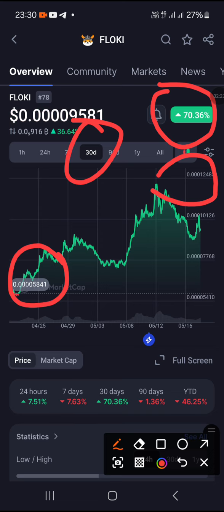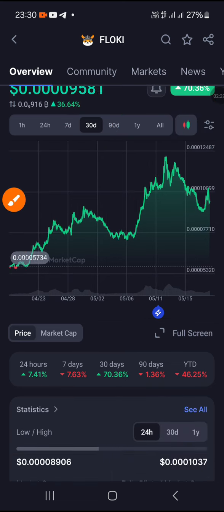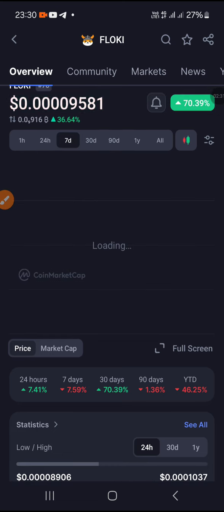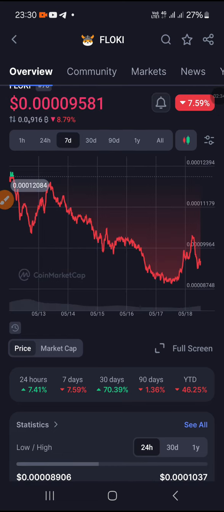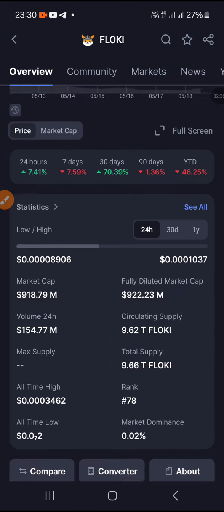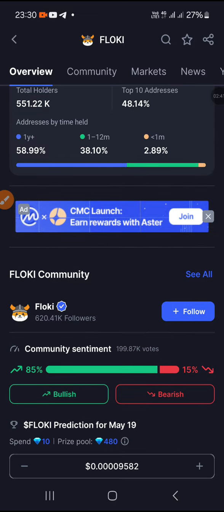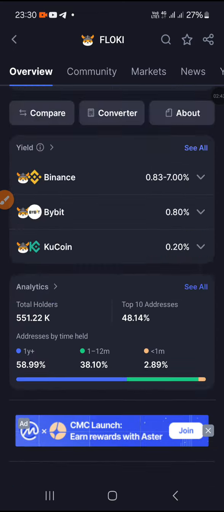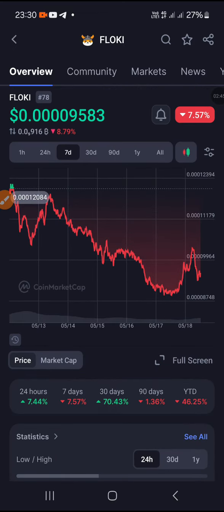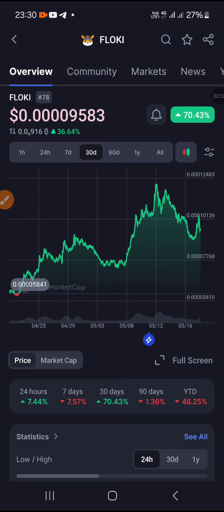So this very coin has been very flexible. It has been up and down. In the last 7 days, it has been very, very bearish. But in the previous days before that, it was doing well. You see the last 30 days recorded over 70% positive. Over 70% profit.